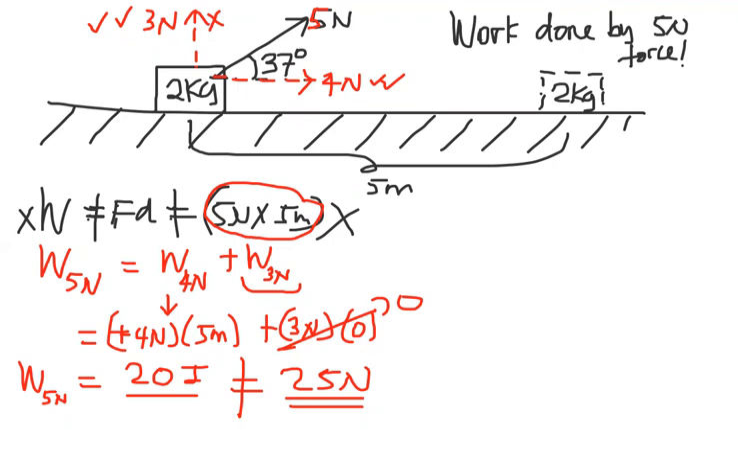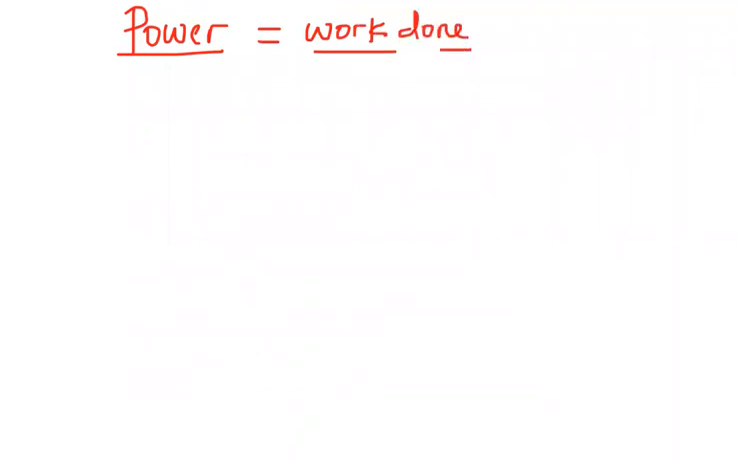Okay, now let's look at our next concept. That's power. We're going to learn something about power. What is power? Power is the rate of doing work. We find power by looking at the work done divided by the time interval or time taken to do the work. That's like that. And we can have a brief example here.